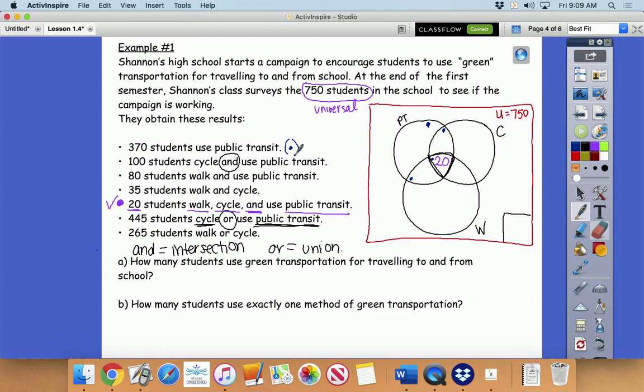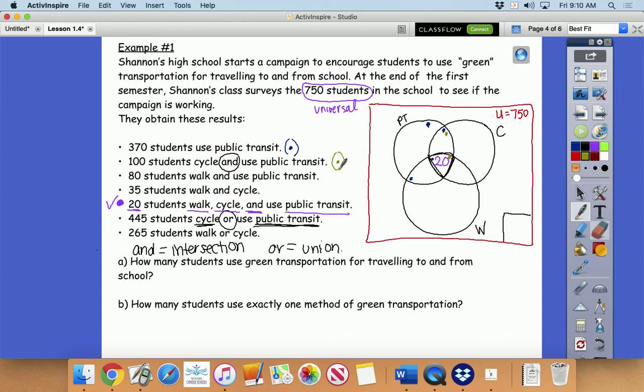The next information we need is, it says 100 students cycle and use public transit. So 100 students cycle, that will be this circle right here. And use public transit. The keyword and means that we're looking at the intersection between those 2 circles. So that would be this part and this part. This is the intersection between public transit and cycling. I'll put a little dot there so you can see what I'm talking about.